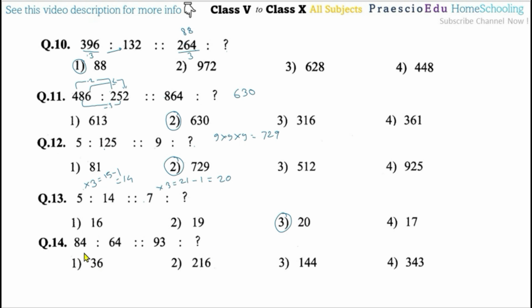Now question number 14, 84, then 64, 93, and then question mark. So here 84 means 8 minus 4, the digit subtraction if we are doing. So 8 minus 4 is 4, and 4 multiplied by 4 multiplied by 4 means 4's cube. Okay, the cube number is 64. Likewise 9 minus 3 is 6, and 6 multiplied by 6 multiplied by 6 means 6 cube is 216, and this is given in option number 2.